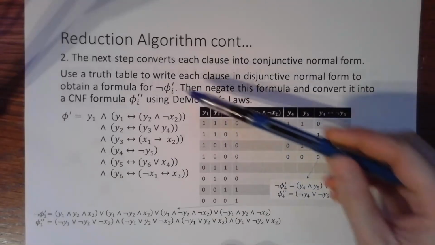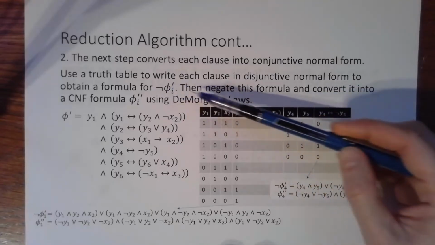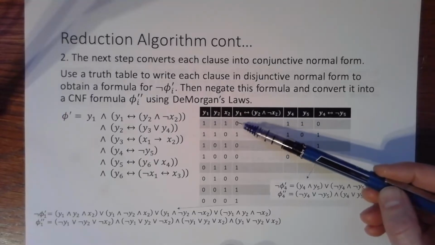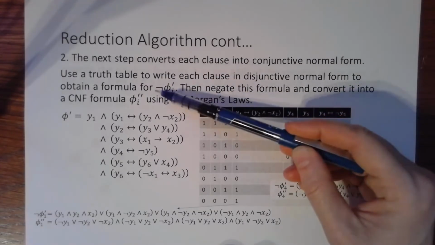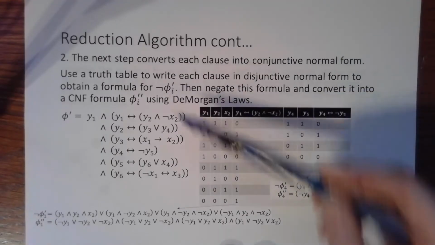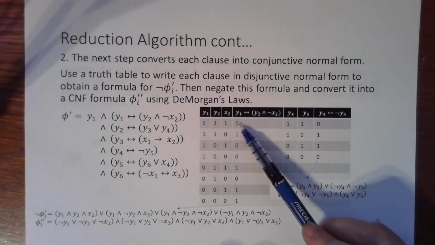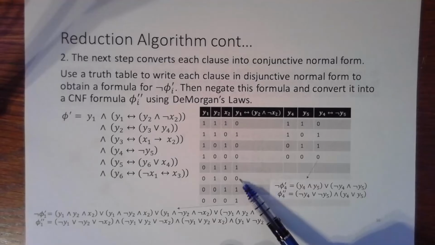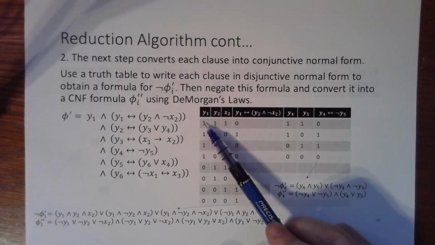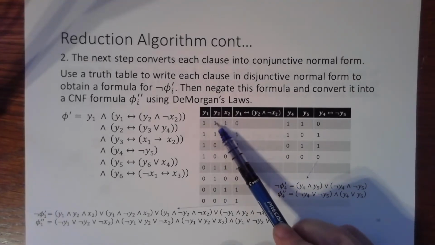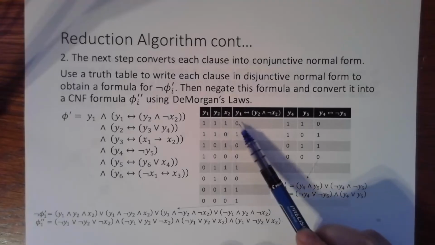Okay, so I'm going to go through and look for all the places where this is 0, because we're looking for the negation of the formula being true. So I'm going to look for where it's 0, which is here, here, here, and here. And I'm going to write the disjunction for this one. So to get this to be 0, I have y1 is true and y2 is true and x2 is true.